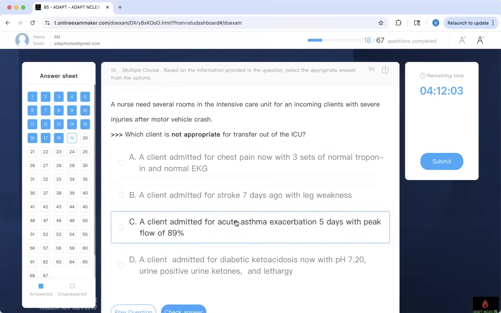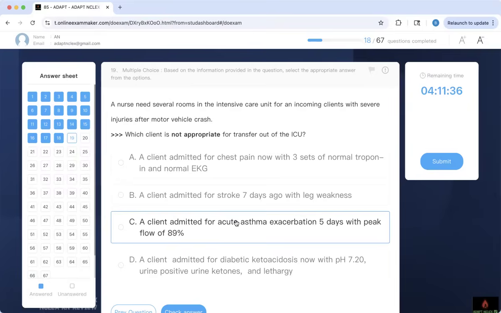Number 19. An NCLEX question: several rooms are needed in the intensive care unit for an incoming client with severe injury after a motor vehicle collision, a multi-trauma. Which client is not appropriate for transfer out of the ICU? That means this patient is unstable. That's all. Figure out who is unstable. Stop the video at number 19 and let me know who is unstable that we should wait on.